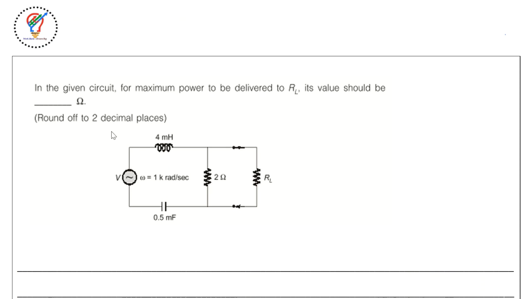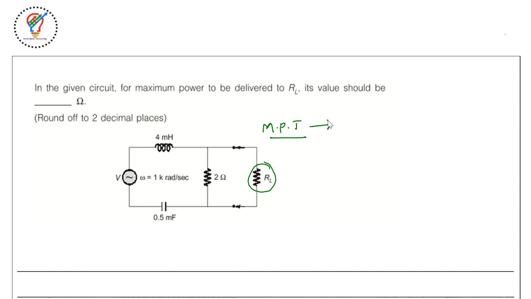Next question here. In the given circuit, for maximum power to be delivered to RL, its value should be dash ohms. So here there is a network given. In this network, what will be the value of this load resistance RL to get maximum power transfer? This problem is similar to the Thevenin's problem, so Thevenin's is very important here.